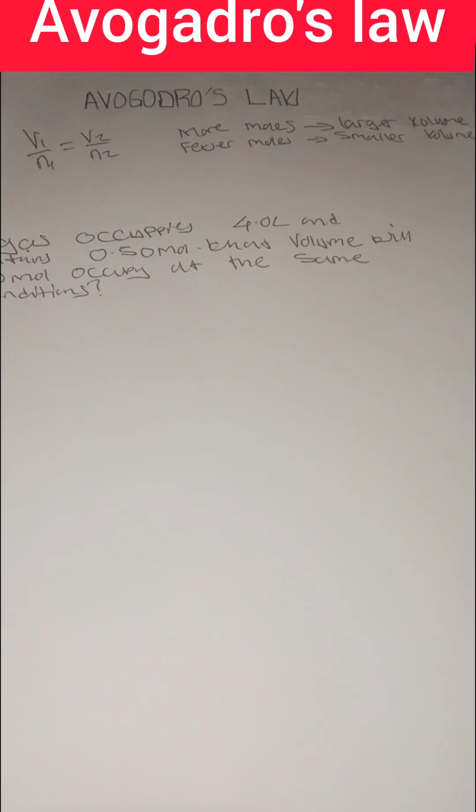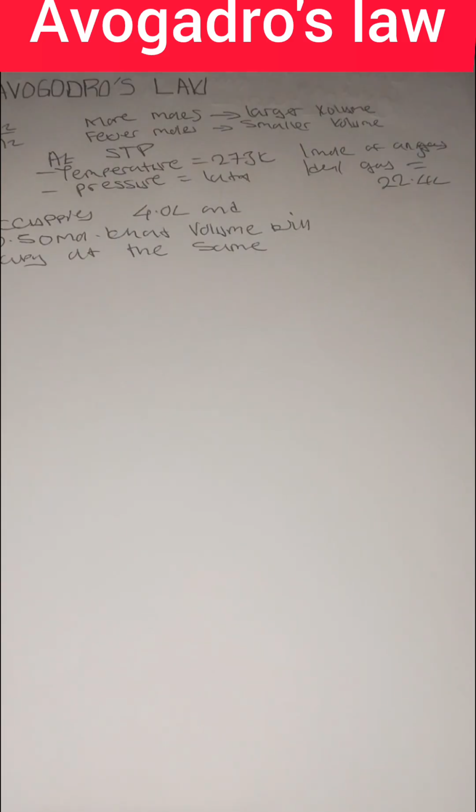Another thing that you should know in Avogadro's law is that at standard temperature and pressure, temperature is equal to 273 K. Also, pressure is equal to 1 atmosphere. Also, 1 mole of any ideal gas occupies 22.4 liters. We'll be using this value a lot, so you just need to memorize it: 1 mole of any ideal gas occupies 22.4 liters. These numbers appear frequently in exams. So those are the important facts that you should know about molar volume at standard temperature and pressure.